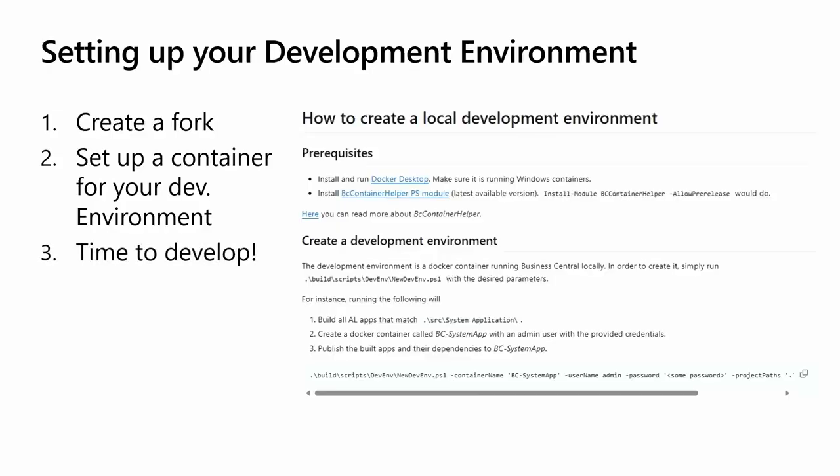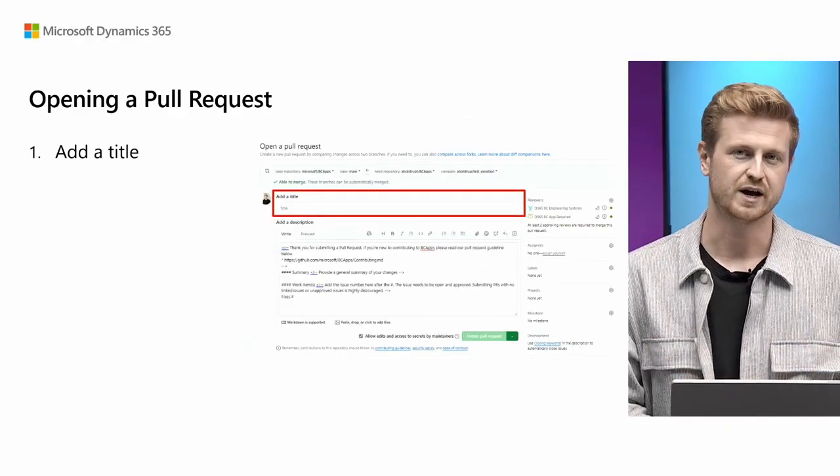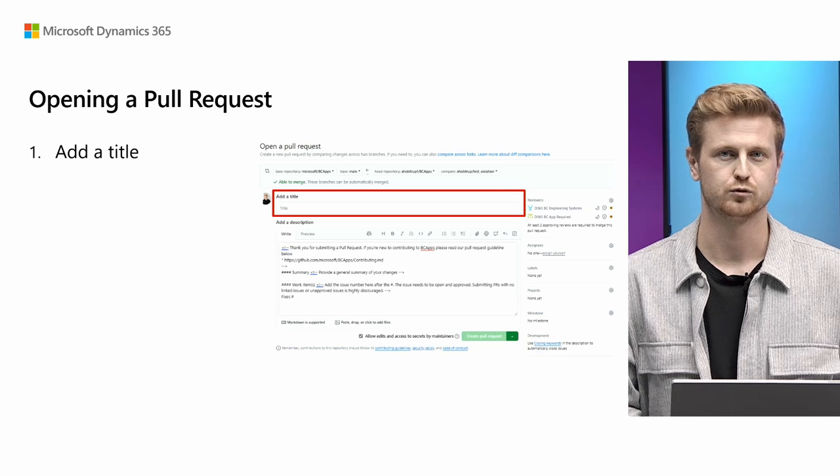Next step here, as I mentioned, time to develop. This is when you get to develop your bug fix or your idea, or write the tests, test it manually, get a coworker to test it with you, however you normally develop. Once you're happy with what you have, then it's time to open up a pull request.